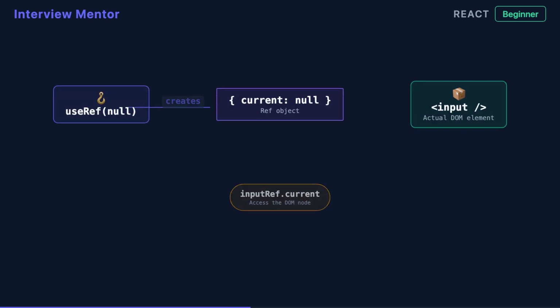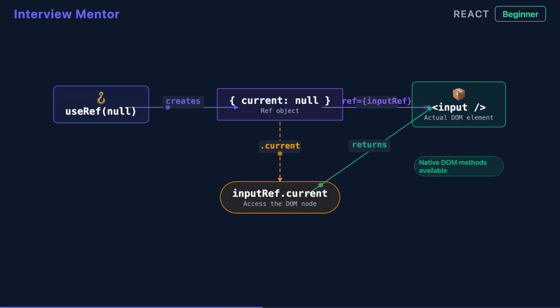To access the actual DOM node, use the ref.current property. This is where React stores the reference to the underlying HTML element. Once you have it, you can call native DOM methods like focus, scrollIntoView, or getBoundingClientRect. The current property is your gateway to the real DOM.